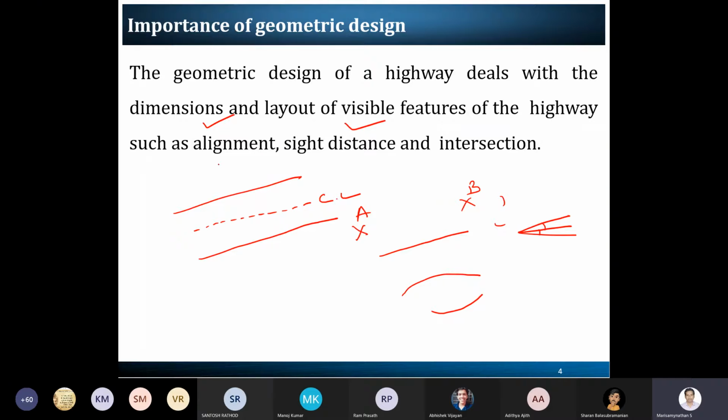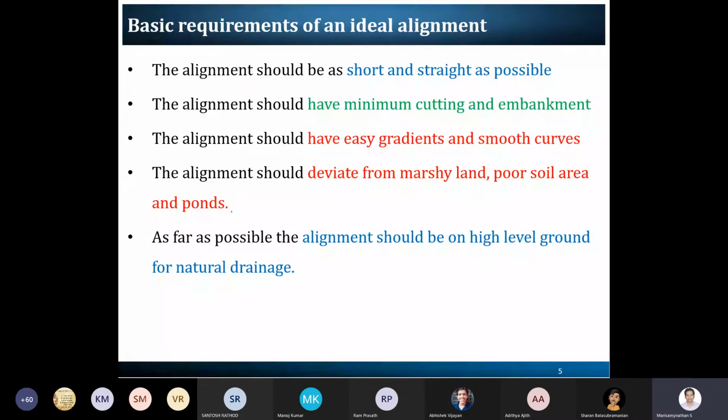So the alignment, or the dimension, is nothing but visible features: alignment, sight distance, and the various facilities like signalized or unsignalized intersections. These are the basic requirements. Whatever alignment you are proposing, whether it is a straight road or a horizontal alignment, it is supposed to be as short and straight as possible.